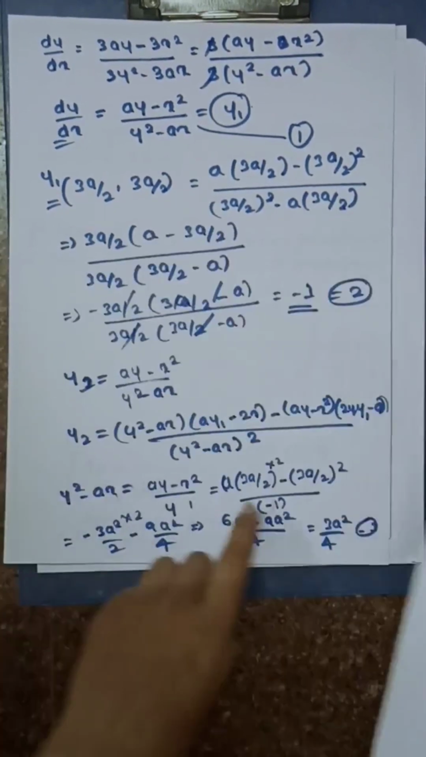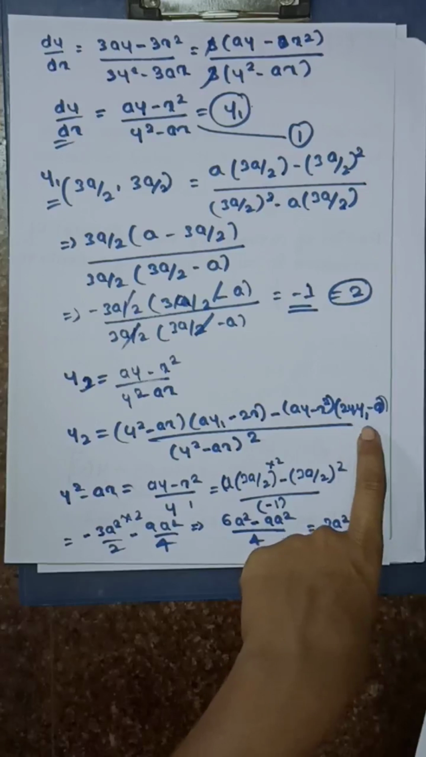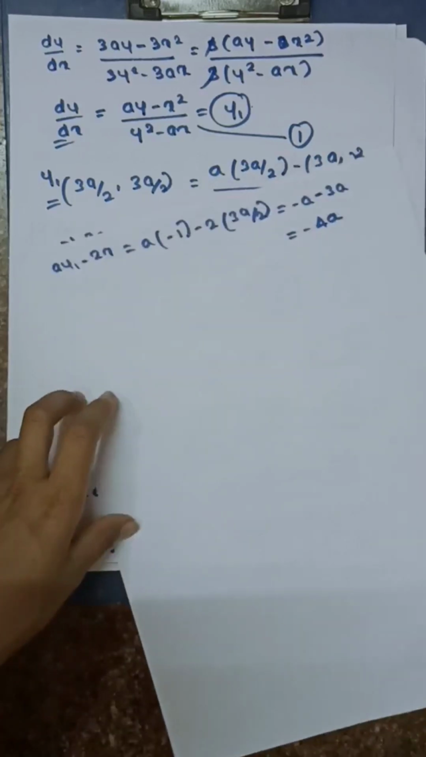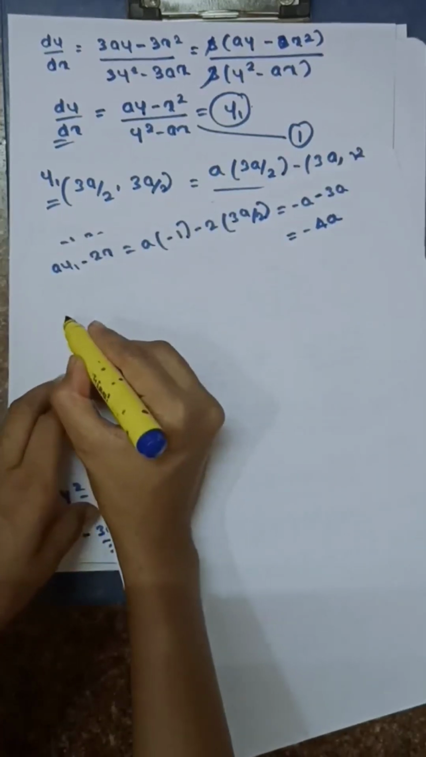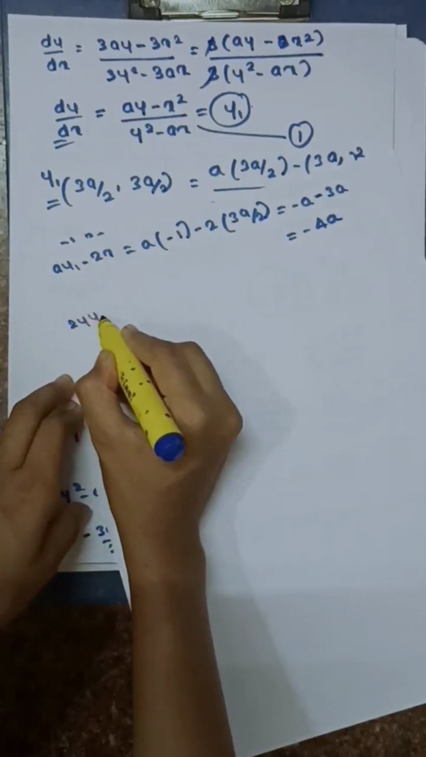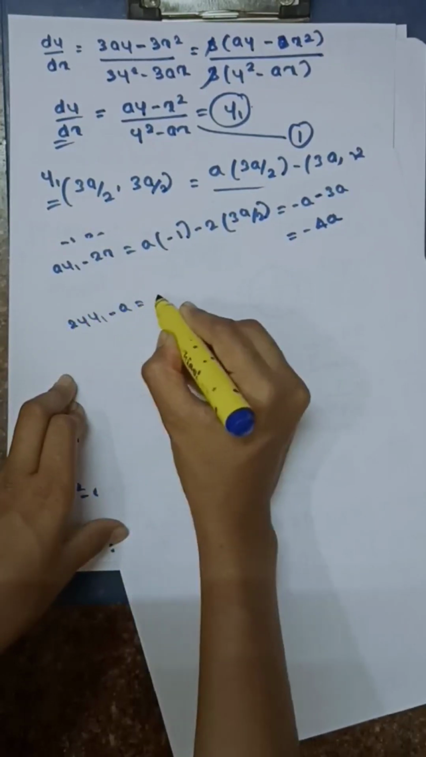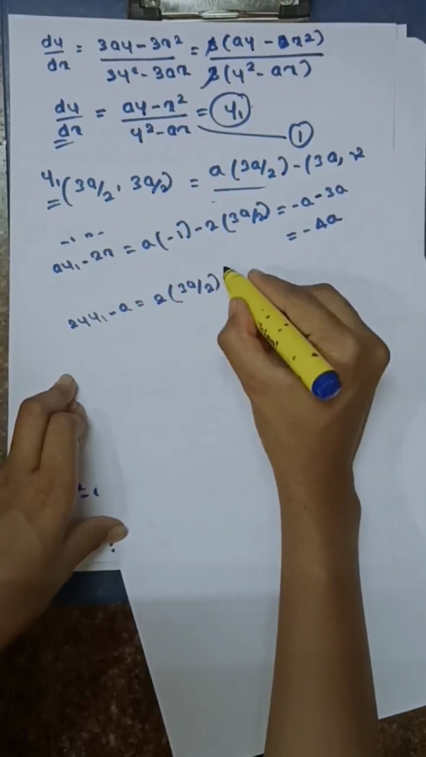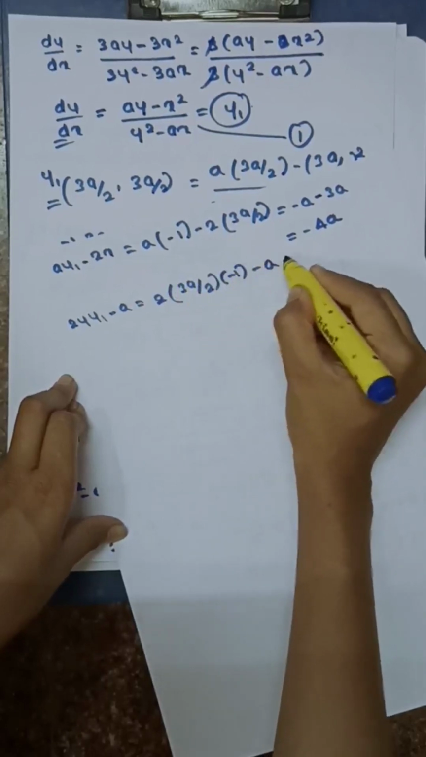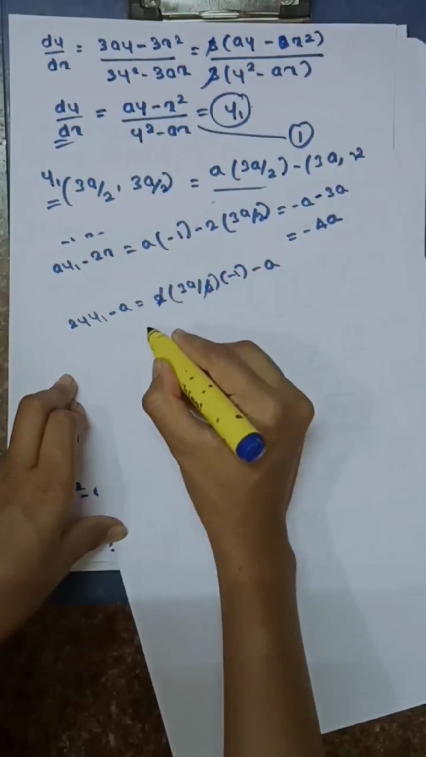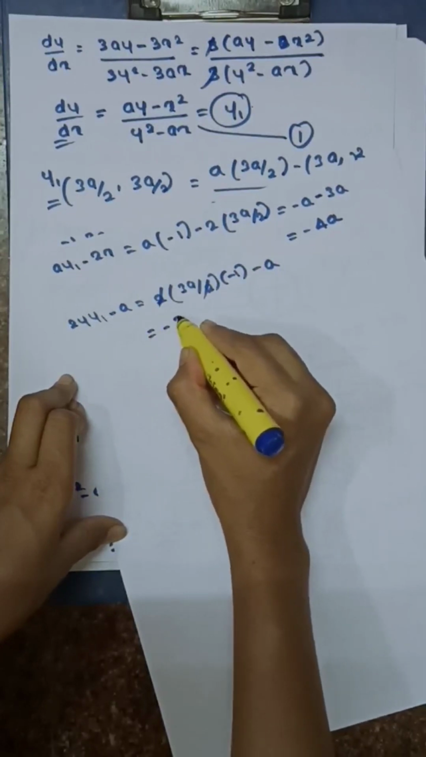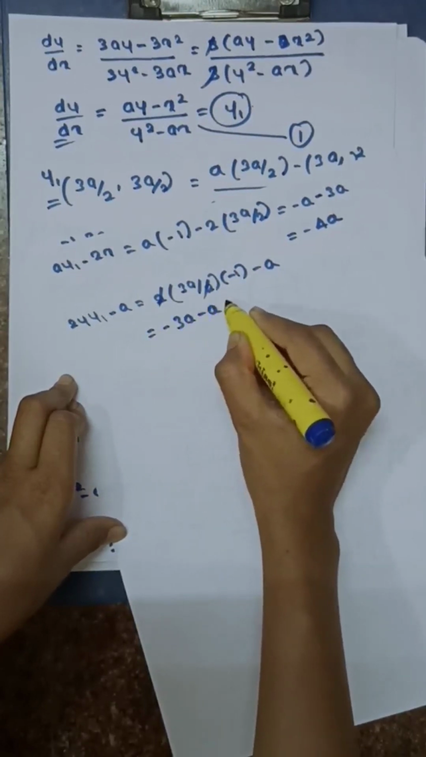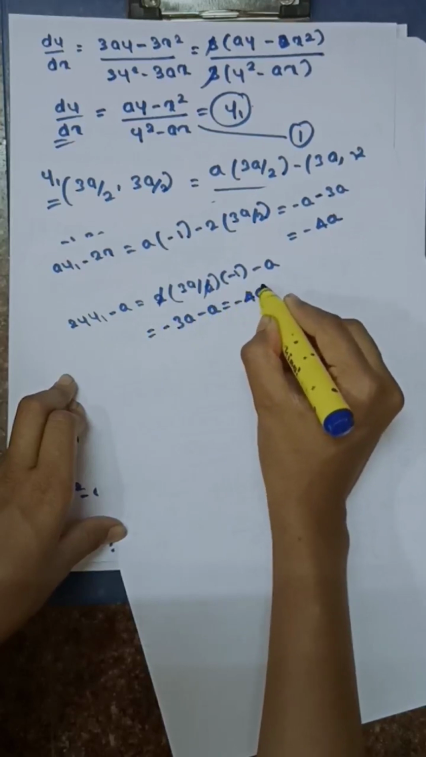Next we need the value of 2y1 minus a. 2 y value is 3a by 2. y1 value is minus 1 minus a. This and this gets cancelled. So once again, minus 3a minus a equals to minus 4a.